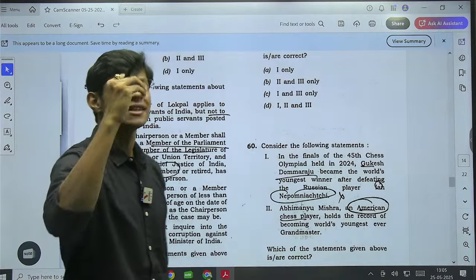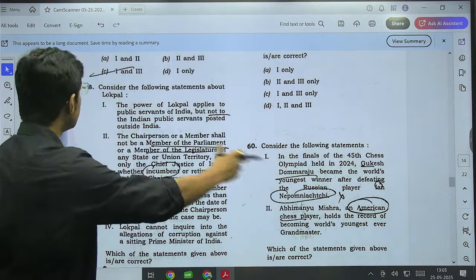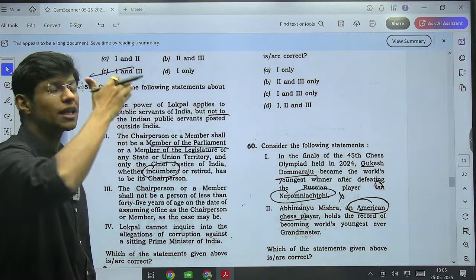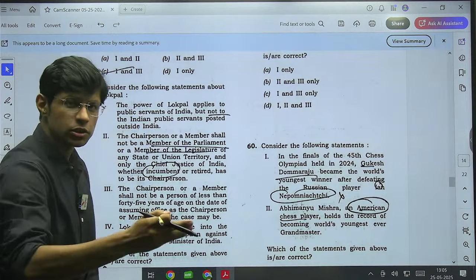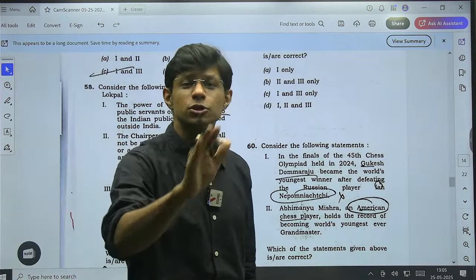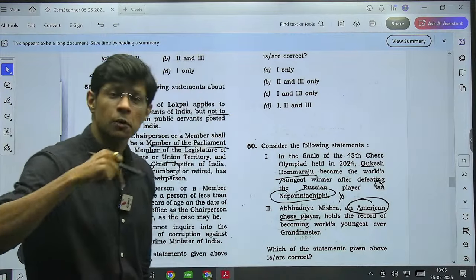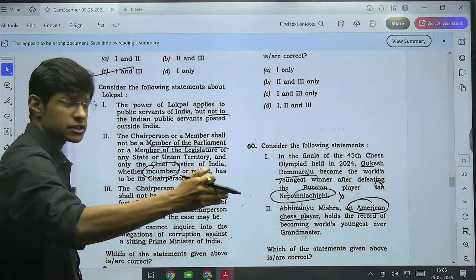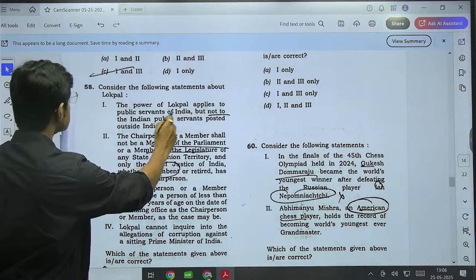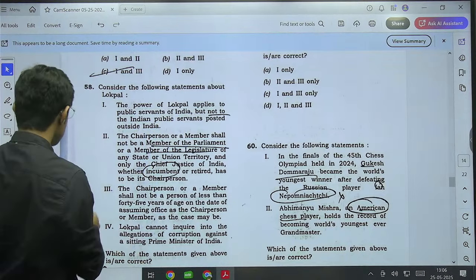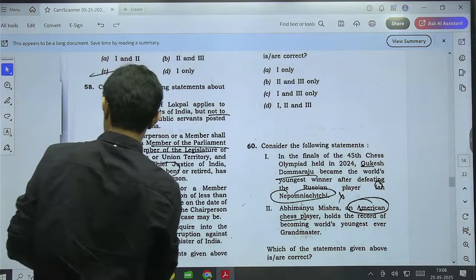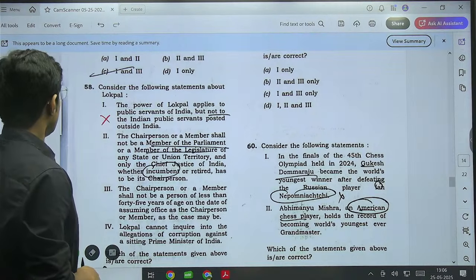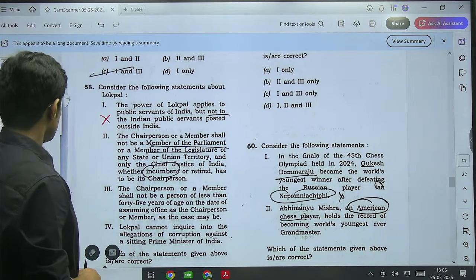Doesn't matter whether they are serving in India or outside India. It is applicable to Indian public servants, including those posted outside India, to ensure that there is transparency, which means there is no corruption within the government functionary, or let's say in the governance, right? So this statement applies to public servants of India, but this statement is incorrect. Next.